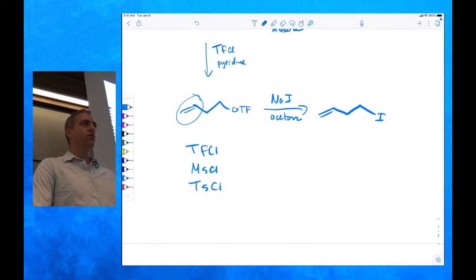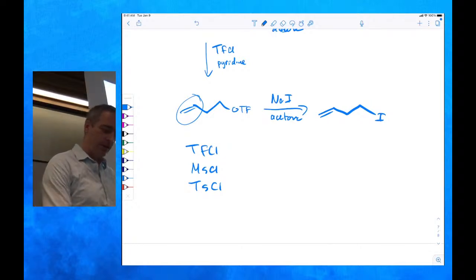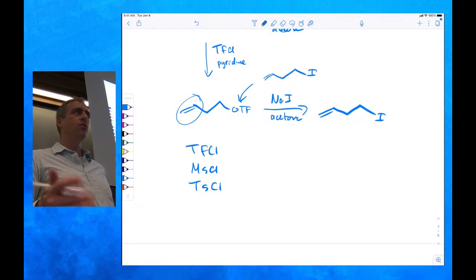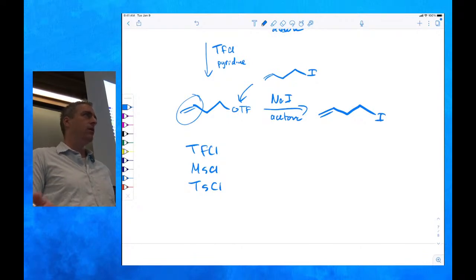So any reaction you'd have of an alkyl iodide, if you see one of these instead, think of this molecule. It's essentially how that's going to react. It's going to be a very good leaving group. All of your reactions where iodide leaves as a leaving group, these sulfonate esters will do the exact same thing. I think we got them all.